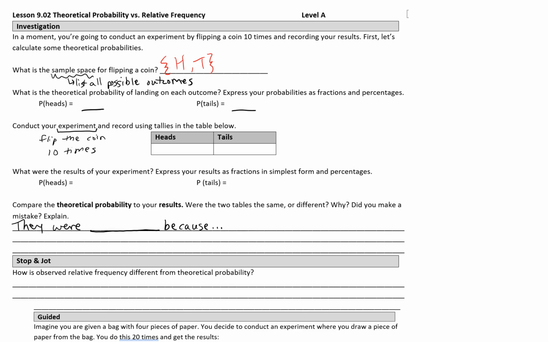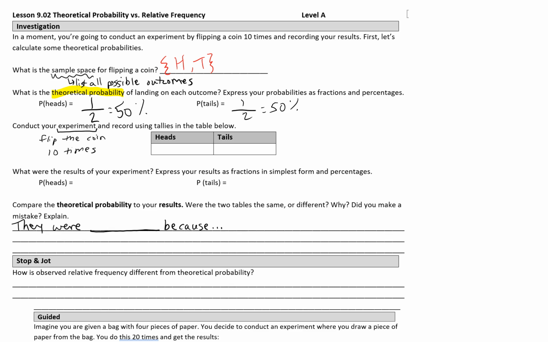So the probability of landing on each outcome, we're going to write as a fraction and as a percent. So probability of heads, there's only one side with heads and two total sides. So 1/2, aka 50%. Probability of tails, same thing. This is the theoretical probability, remember, that we talked about yesterday. I'm just making a fraction based on what I know.